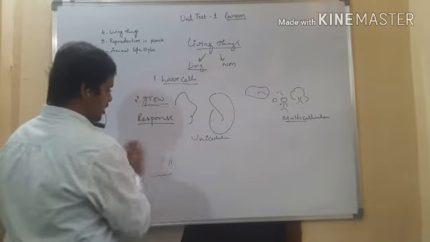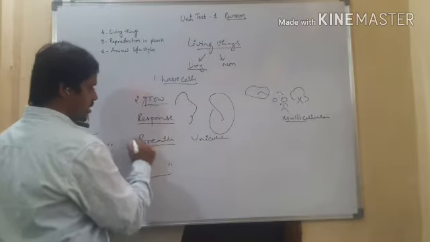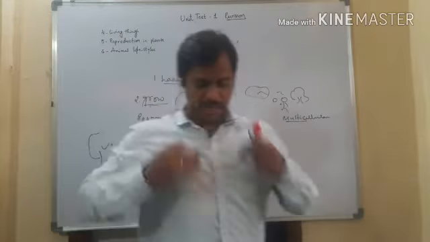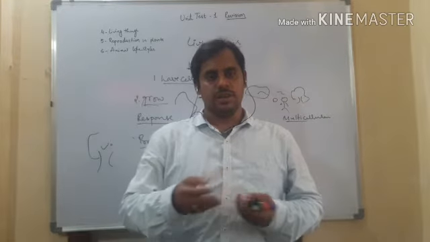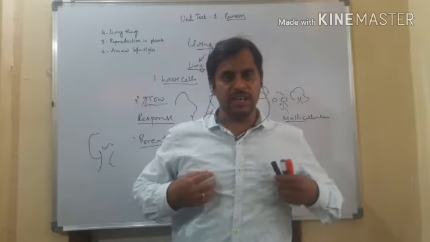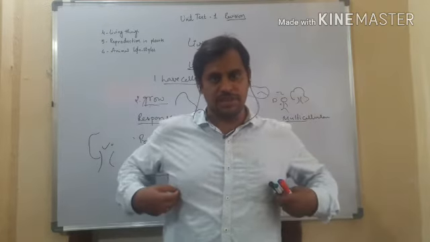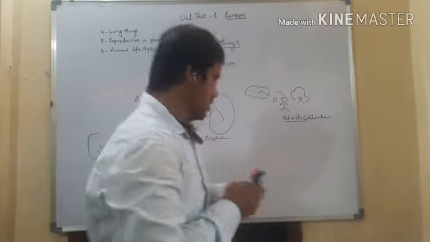And the next one, living things can breathe. Breathing means inhalation and exhalation. In inhalation we take oxygen into the lungs. From the lungs, oxygen enters the blood. From the blood, carbon dioxide enters the lungs. See here.